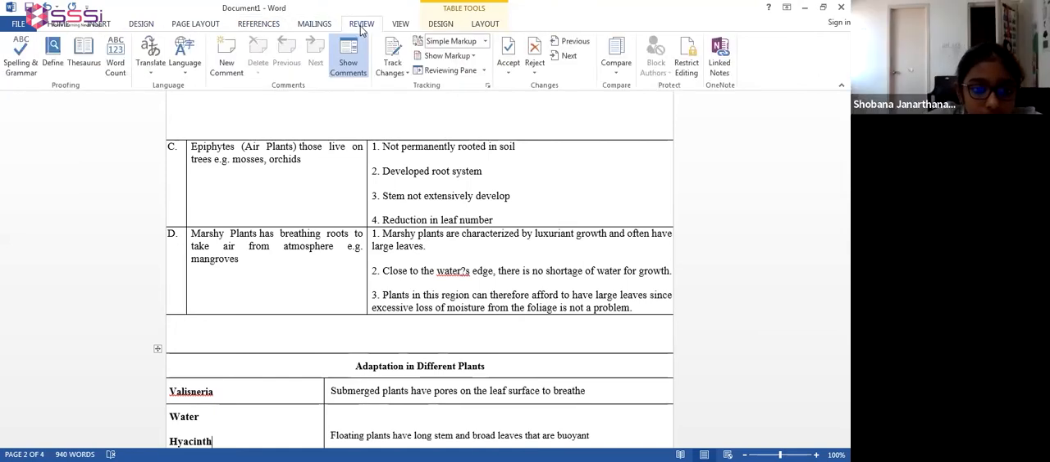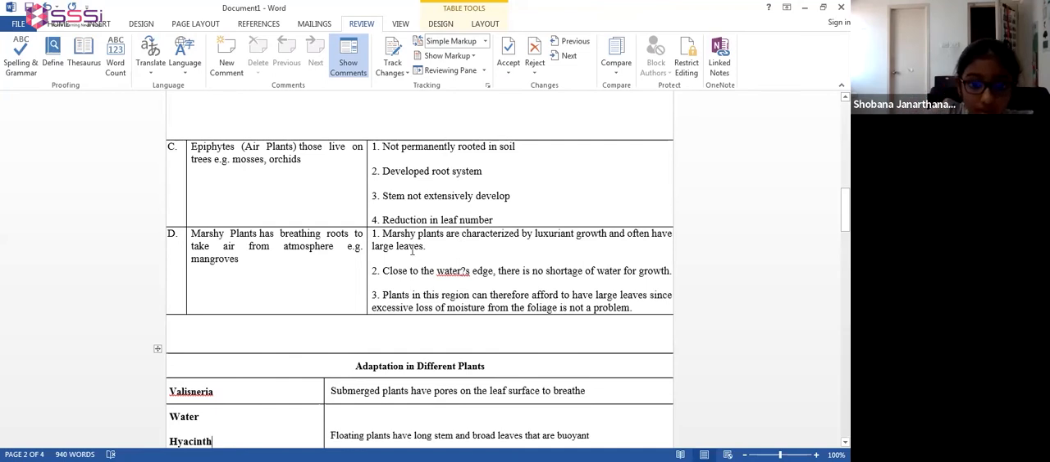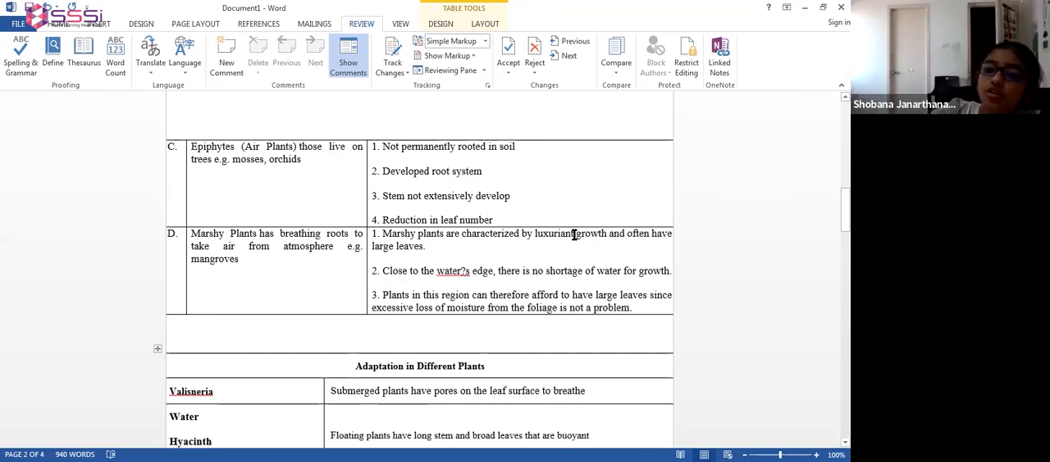Yes, ma'am. So next category is marshy plants that has breathing roots to take air from atmosphere. So marshy plants example is mangroves. Marshy plants are characterized by luxuriant growth and often have large leaves. Ma'am, luxuriant growth means they grow a lot, right? Yes.